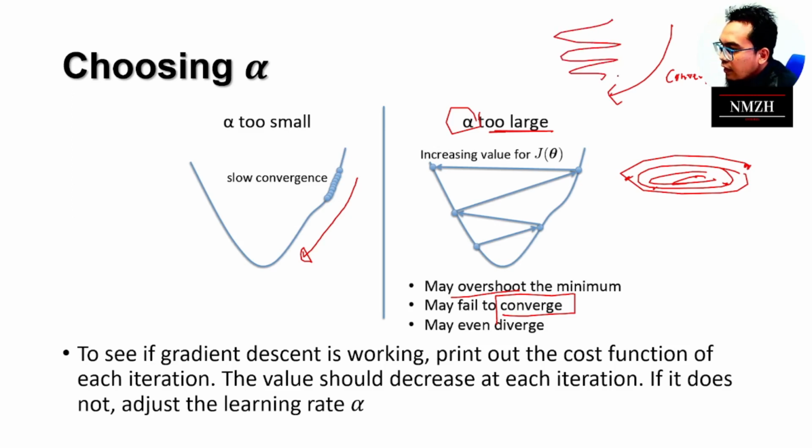Okay, so to see if the gradient descent is working, print out the cost function for each iteration. So iteration, what is iteration, guys, over here? Is it the I value? Is it the J value? Is it the D value? Which one? Okay, the value should decrease at each iteration. If it does not, adjust the learning rate.